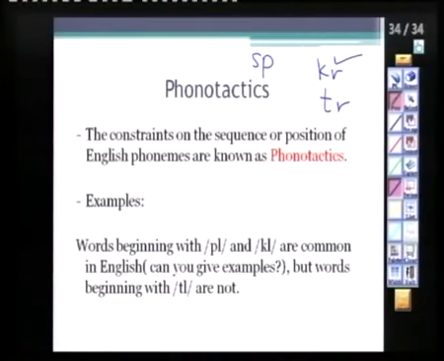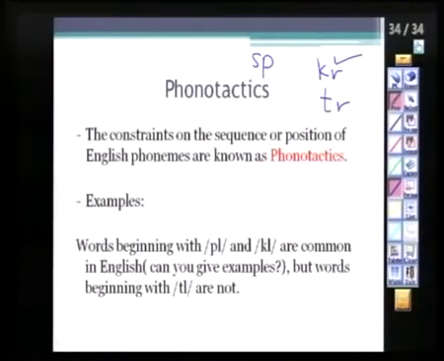So the rules, these phonological rules that allow you to have these combinations of sounds, are called phonotactics. So we talked about this, but we did not introduce the term. The term here is new. Okay? So we call these constraints, these rules that govern the combination of sounds in a language, phonotactics. Okay? Let's look at what it says here. The constraints, or you can say the rules, okay?